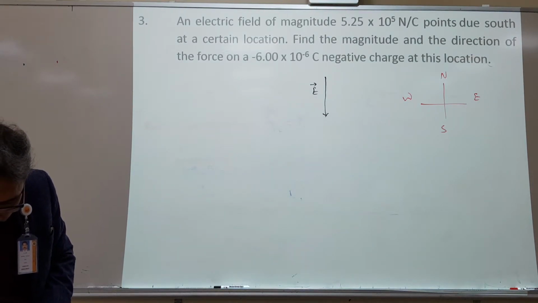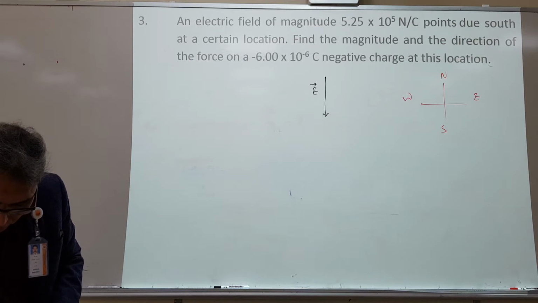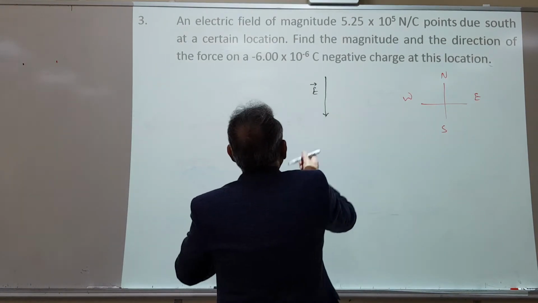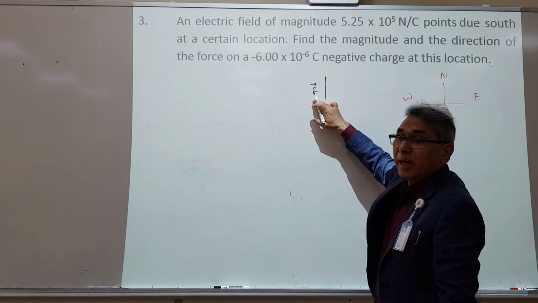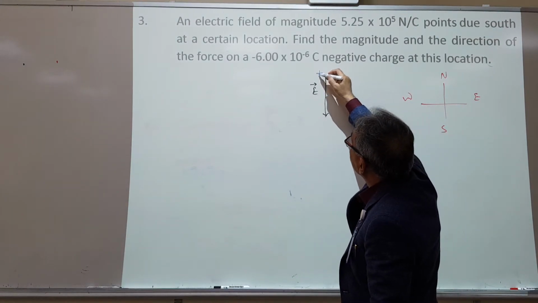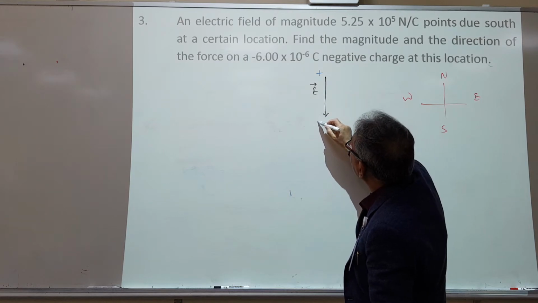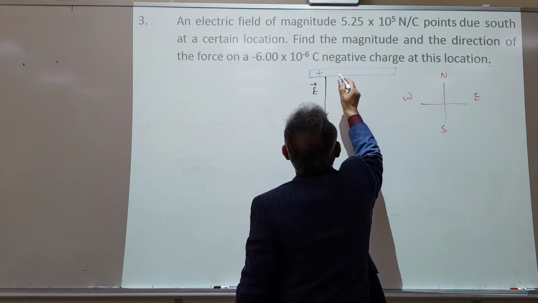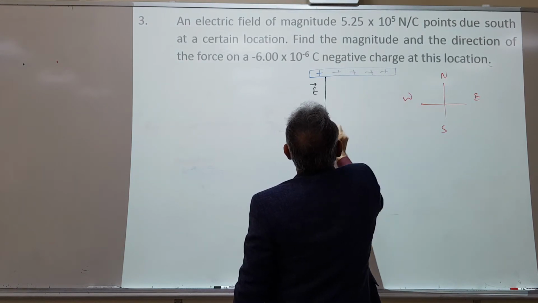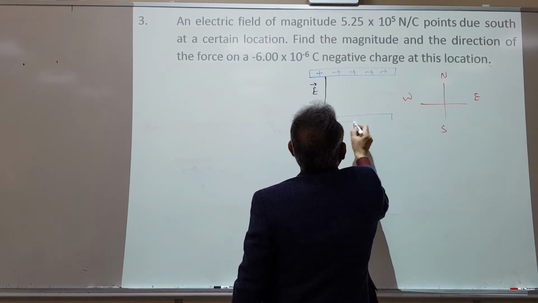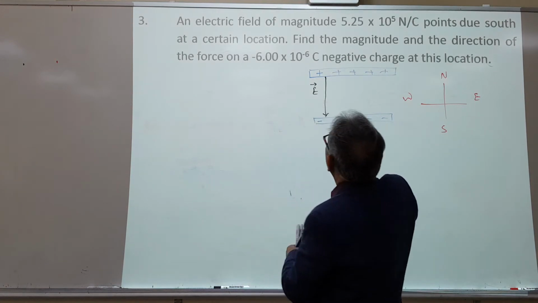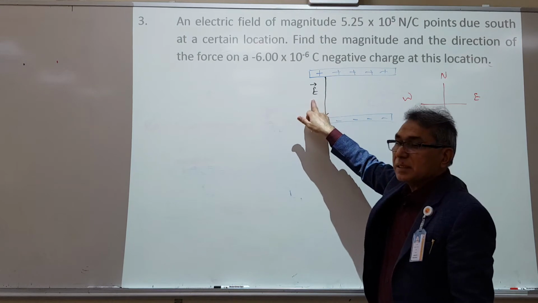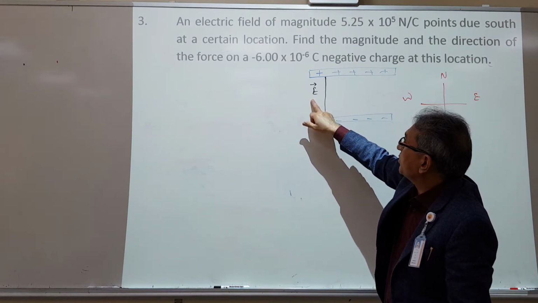on a negative charge at this location. You know that electric field strength has the direction from the positive outward and negative into. So what does it mean? It means you can think of it like this one, for example. So from the positive plate to the negative plate, this is the direction of the electric field strength or electric field intensity, capital E.